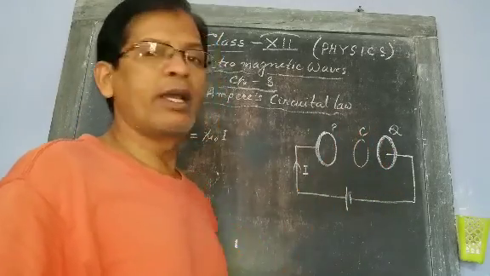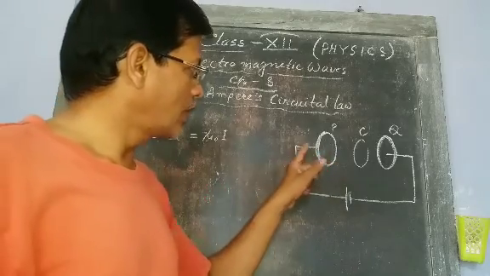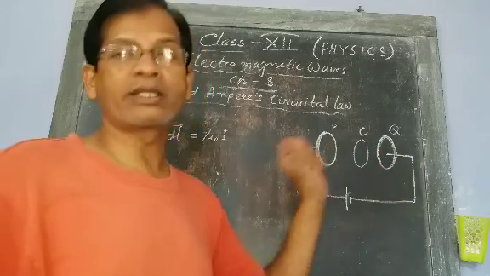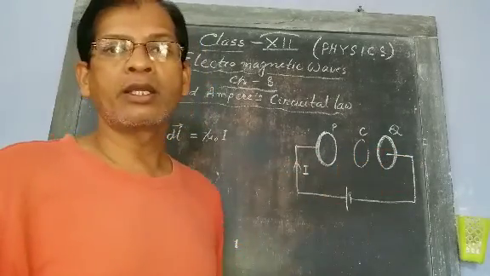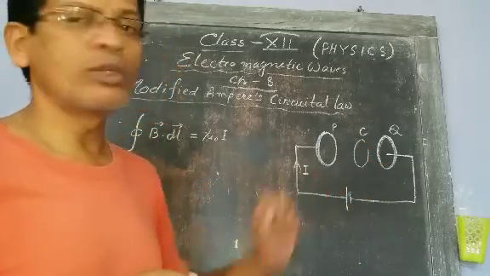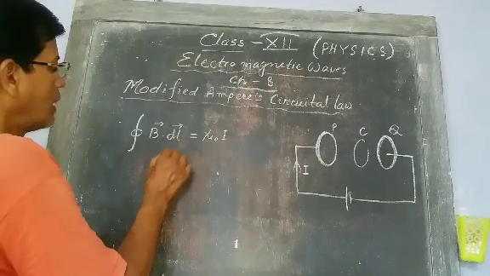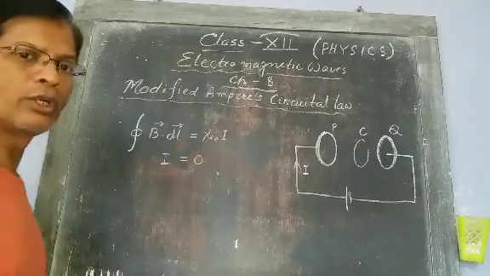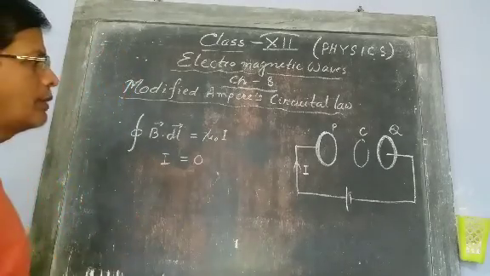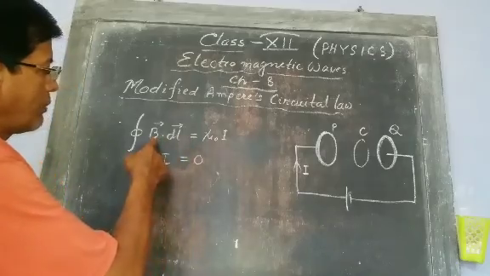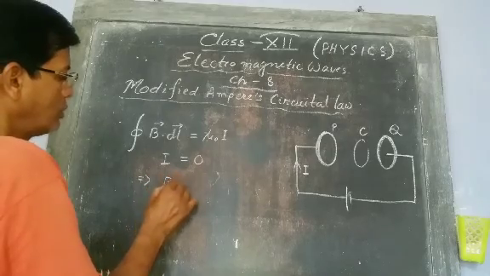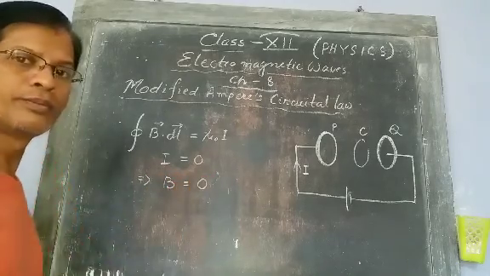But there is no connection between the two plates. There is no conducting wire, so there is no conduction current. So there is no current here, I equal to 0. So what will be the magnetic field in between these two? This is 0. What does it mean? B equal to 0.